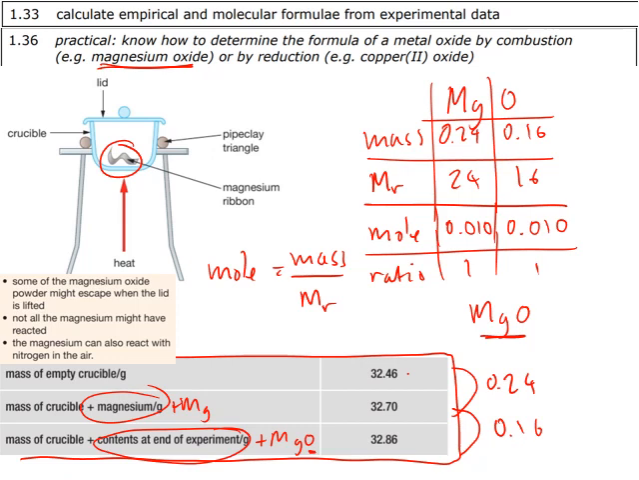When we do this experiment in real life, we don't always get good results. That's because some of the magnesium oxide powder might escape when the lid is lifted. Not all magnesium might have reacted, or the magnesium can also react with nitrogen in the air if it's hot enough.